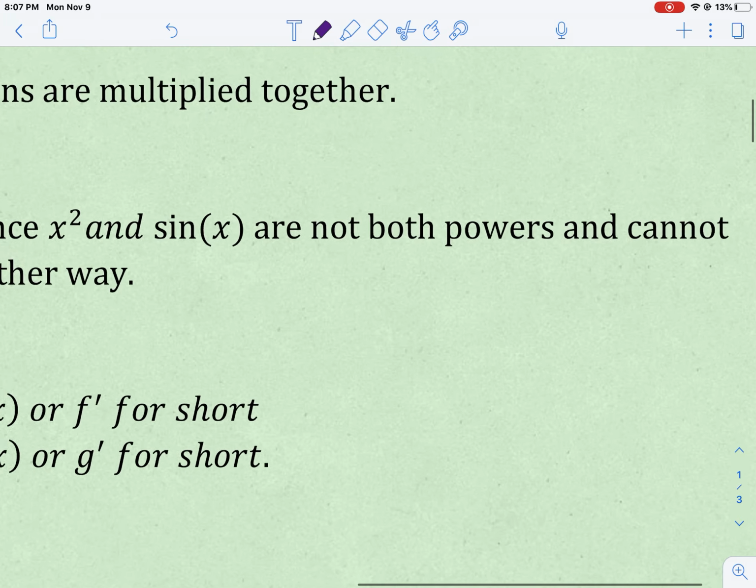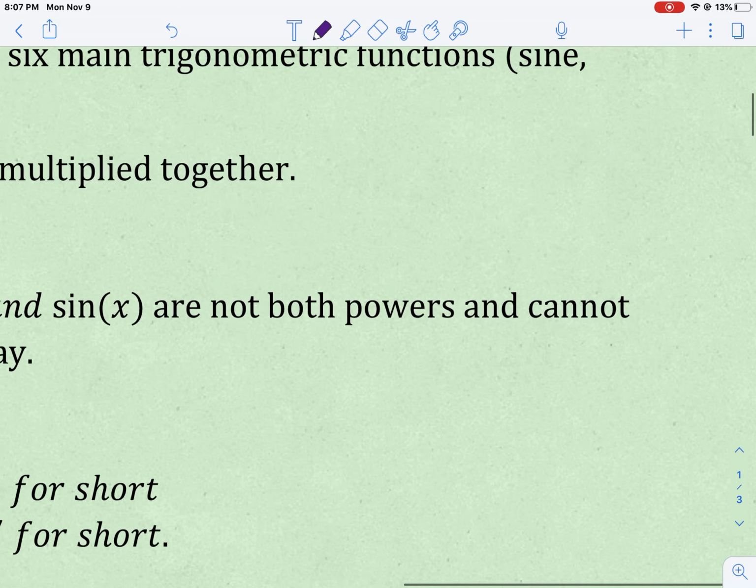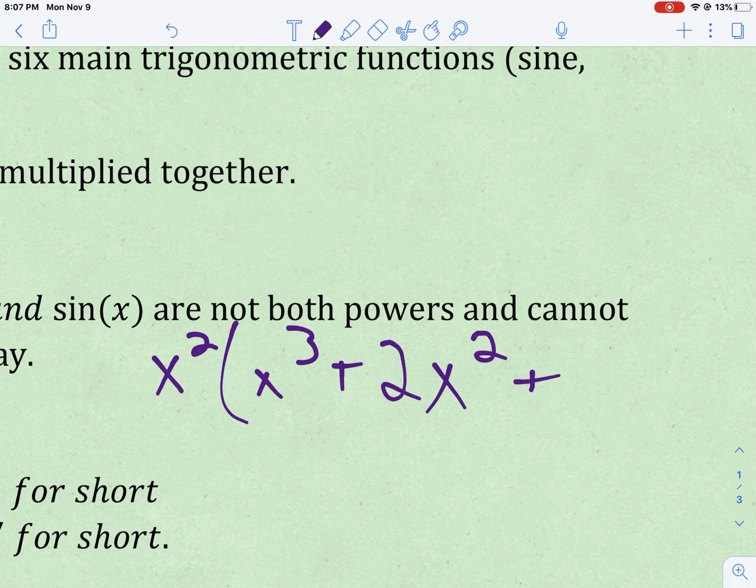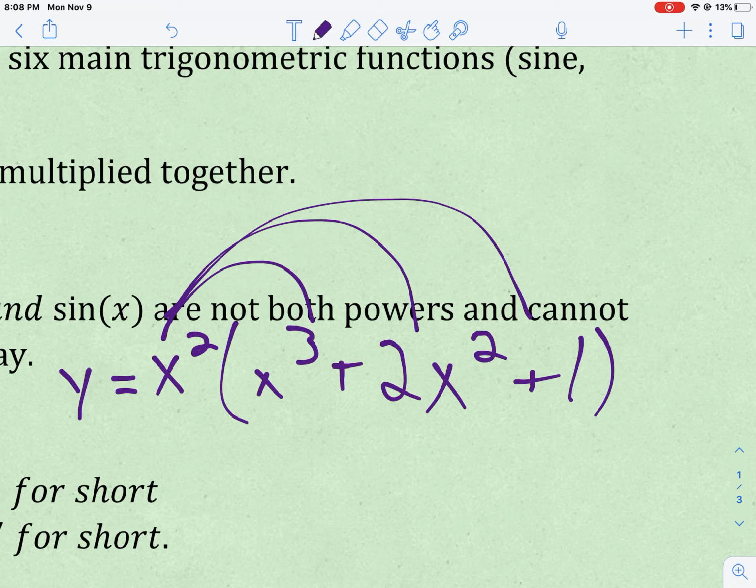So what do I mean by that? Well, remember when we had functions like this, now I want to be clear, you can use the power rule here, which you don't know yet. But I would say that it's not necessary because I can distribute this x squared to each of the terms inside the parentheses, right? So why use a rule when I can just distribute and then use the easier rule, okay?